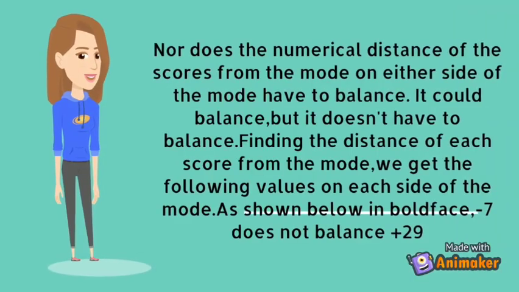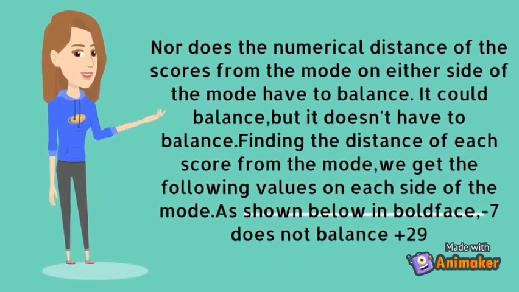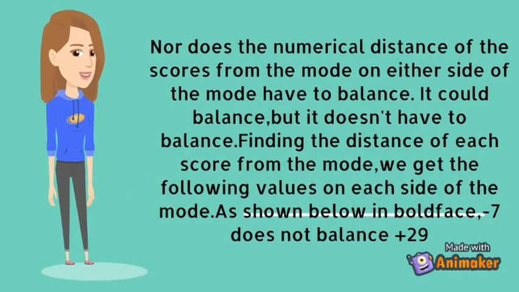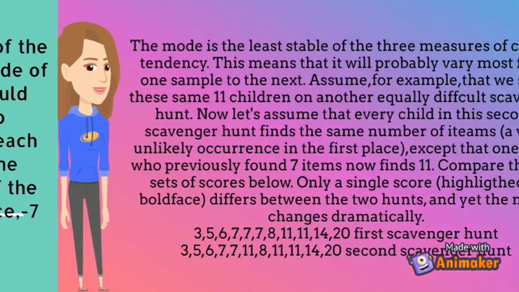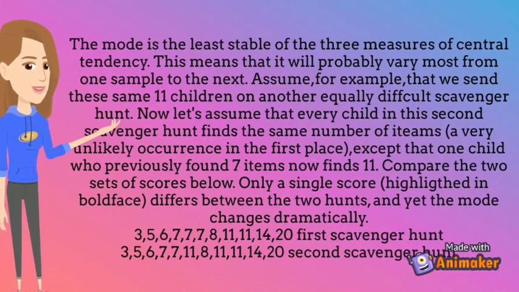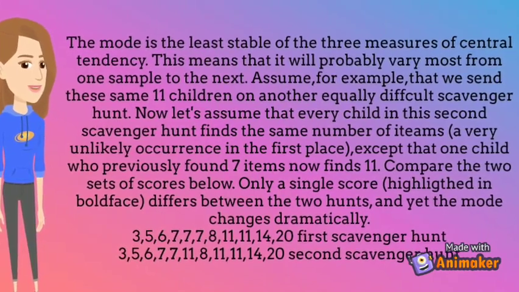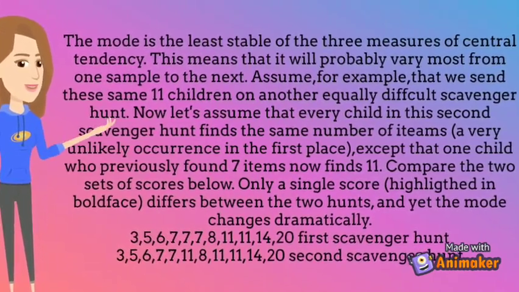Nor does the numerical distance of the scores from the mode on either side of the mode have to balance. It could balance, but it doesn't have to balance. Finding the distance of each score from the mode, we get the following values on each side of the mode, as shown in boldface: -7 does not balance +29. The mode is the least stable of the three measures of central tendency. This means that it will probably vary most from one sample to the next.